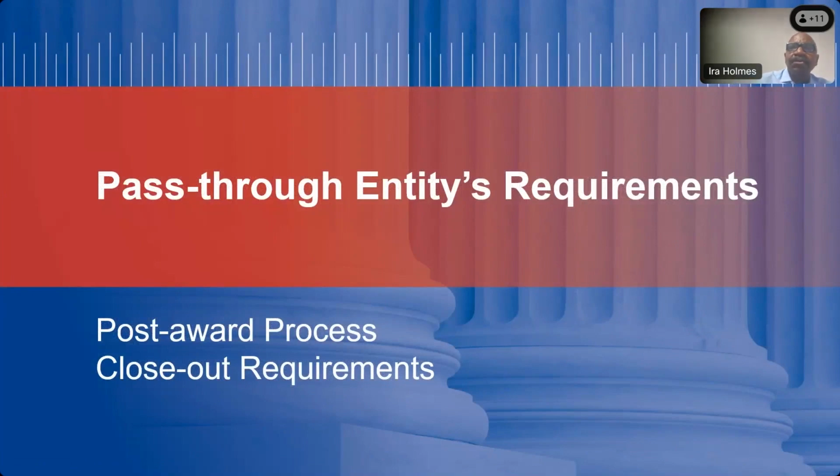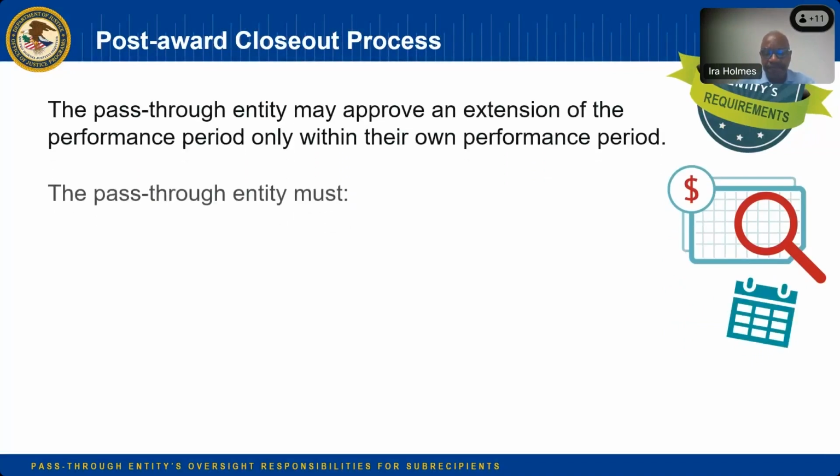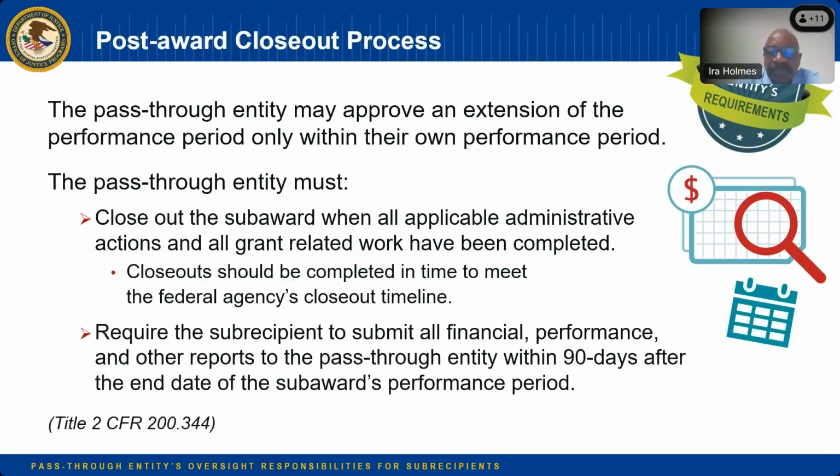And now I'm going to talk about the post-award process, or your closeout requirements. You may approve an extension of performance, but only within your own performance period. Because remember, you've received a performance period, and you have a date certain when your performance period ends. You must close out the subaward when all applicable administrative actions and grant-related work have been completed.